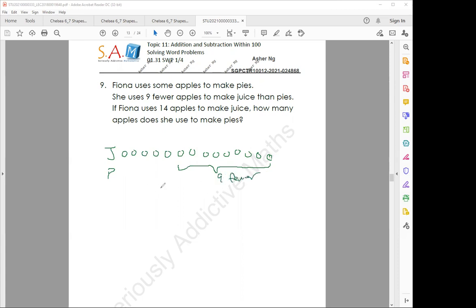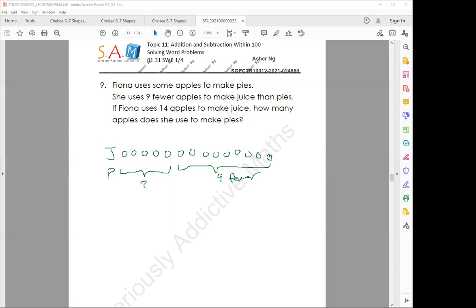How many apples does she use to make pies? So that's a question mark. I foresee that this question can be a bit challenging for them, so do work through it with them. All the best. Have fun teaching this topic.